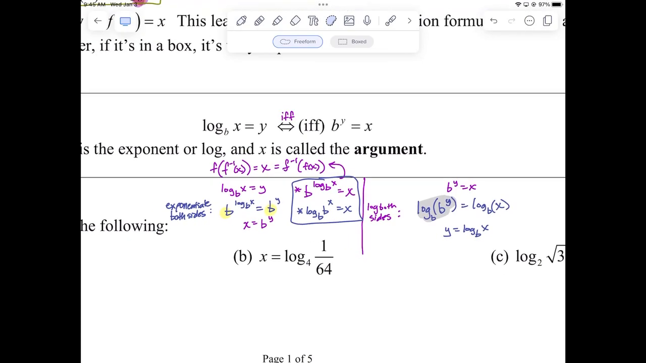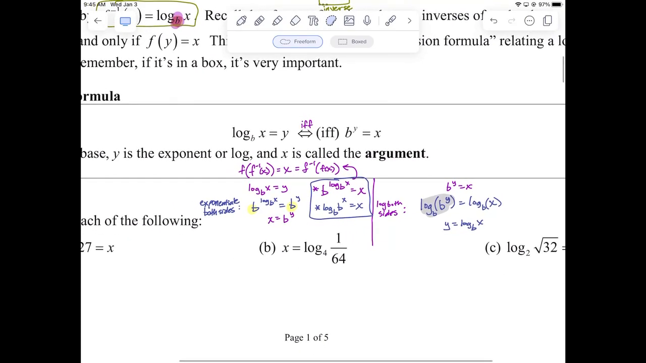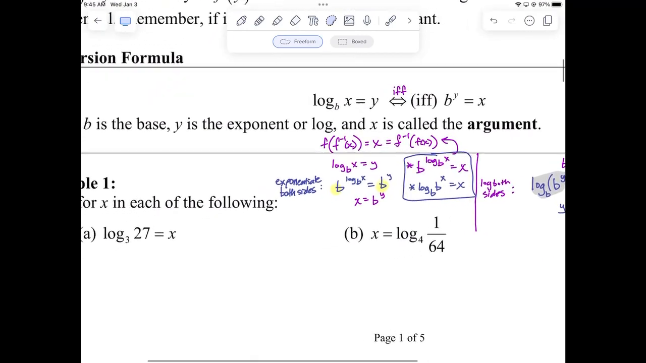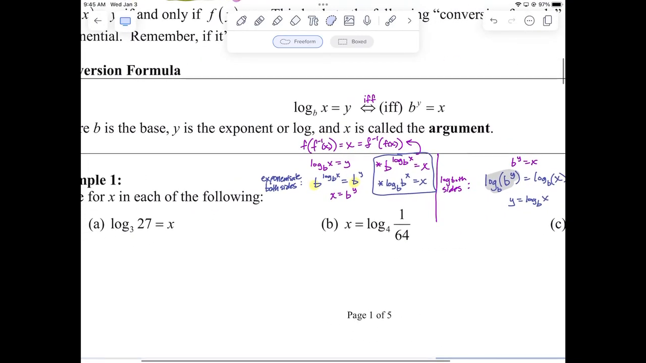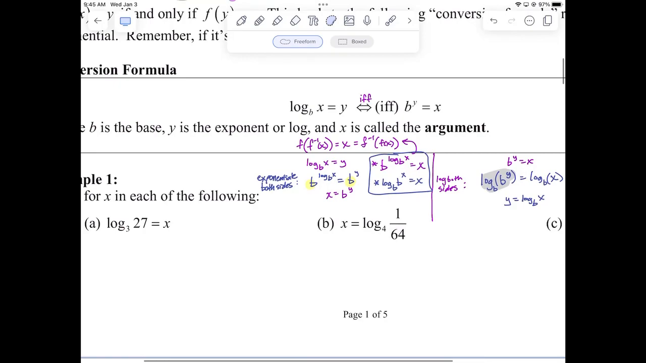Now, that doesn't mean that I don't want you to try and do some things intuitively. I always want you to keep in mind what a log is. A log is just an exponent to which we must raise a particular base to achieve a desired result, called the argument. So let's look at example 1a. Log base 3 of 27 equals x. It's already solved for x, isn't it? So log base 3 of 27 must be a number. What is log base 3 of 27 equal to?